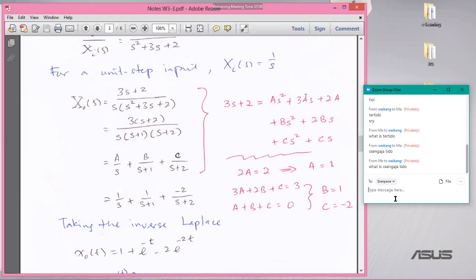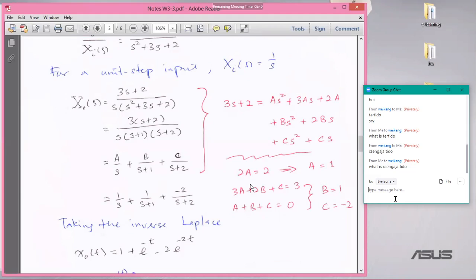And then you compare the coefficient of s. So 3a plus 2b plus c equal to the coefficient of s on the left-hand side, which is equal to 3. The coefficient of s squared is equal to 0. So a plus b plus c is equal to 0. So this is the coefficient of s squared, the coefficient of s, and this is the constant coefficient. And then you can solve this for a, b, and c.